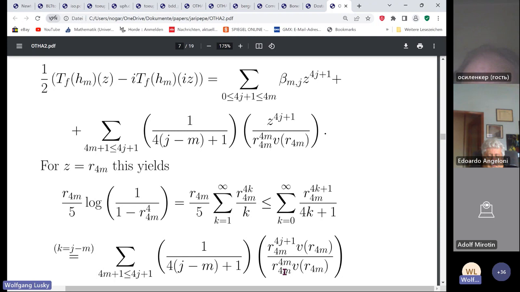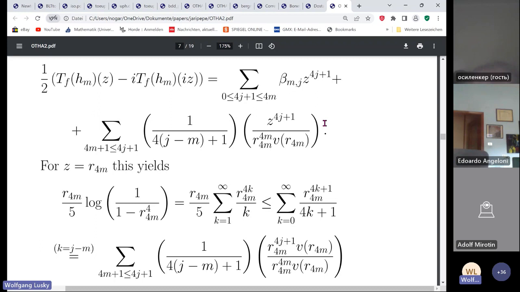And now I add V of r to the 4m, which was not there before. So in order to compensate for this, I put it in the numerator as well. Now look at this. It's exactly the remainder of this sequence for z being equal to r sub 4m, with the exception that here we have to add V of r sub 4m as an additional factor.